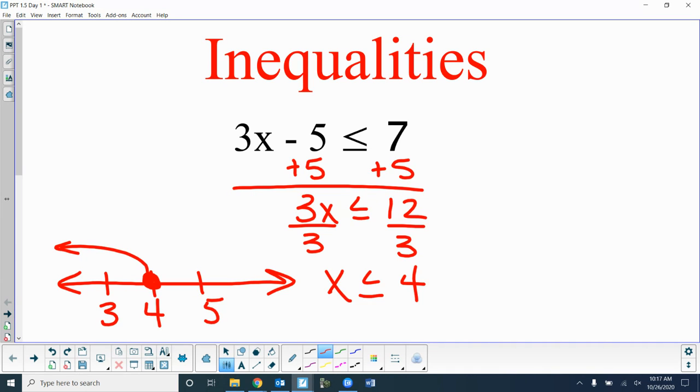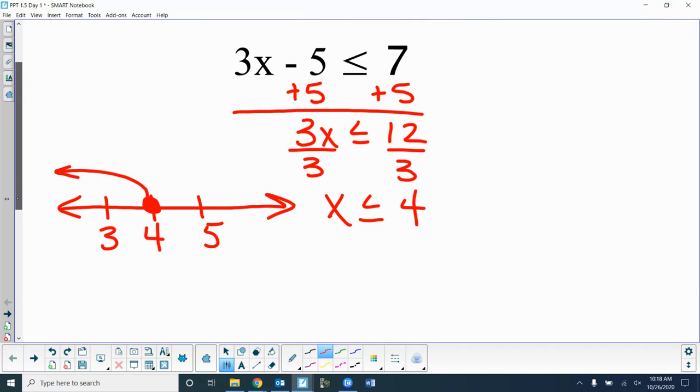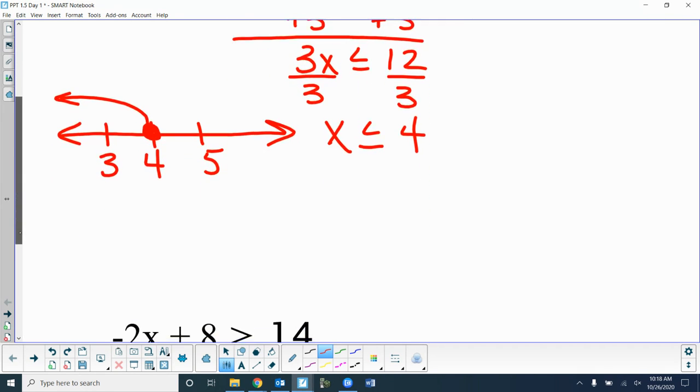So the graph is a picture of all the answers. We couldn't list all the answers because there's an infinite number of answers to inequalities. So that's why we draw a picture, a graph. So that's all a graph is, remember, a picture of all the solutions. All right? Pretty easy, right? Simple, you can do it, no problem.